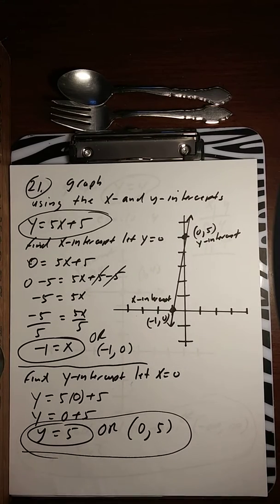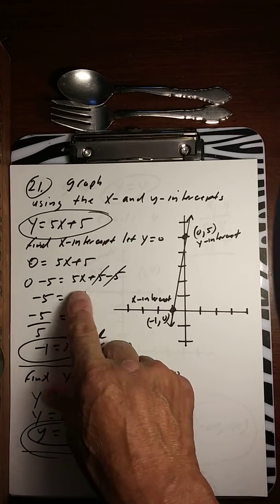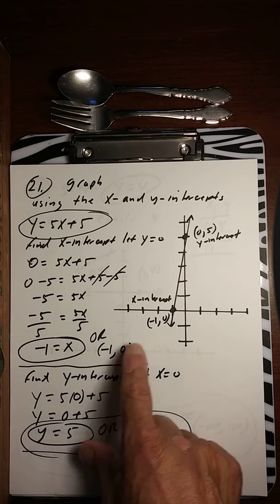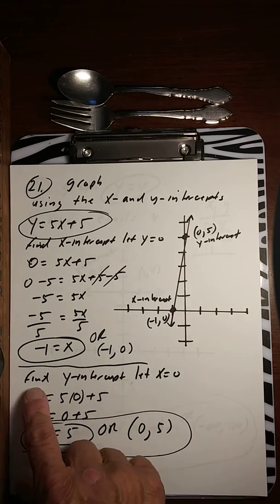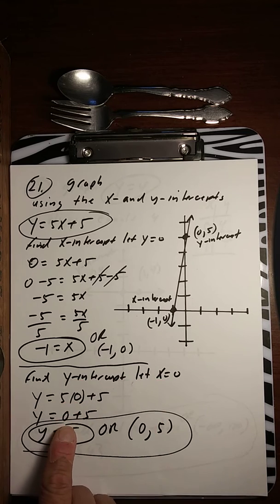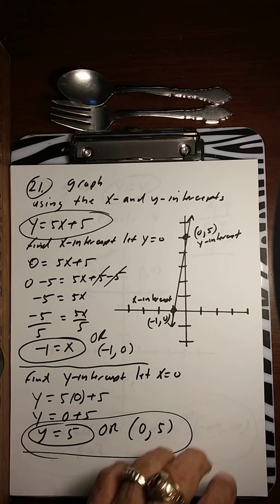Using x and y intercepts. So 0 equals, it said y equals 0. Put it in there. Divide by 5, divide by 5, negative 1 equals x. So negative 1, 0 is the point. Find the y-intercept, let x equal 0. 5 times 0, and we get 0, 5. So 0, 5, negative 1, and 0.